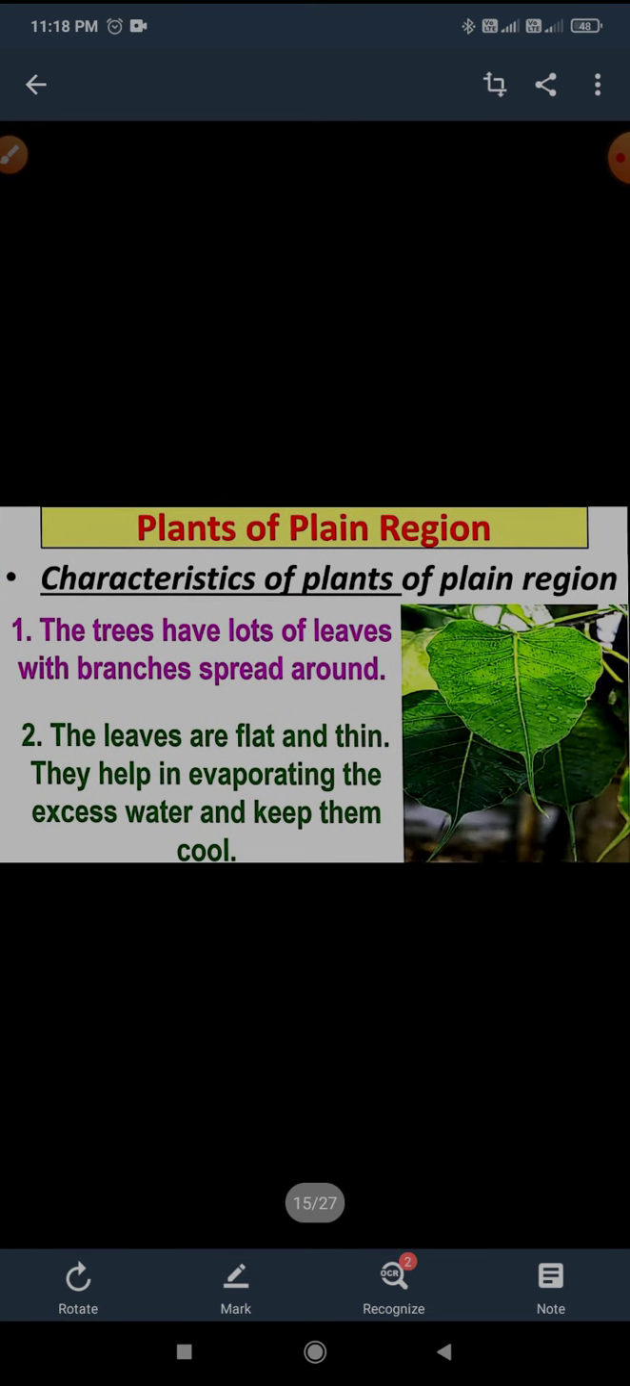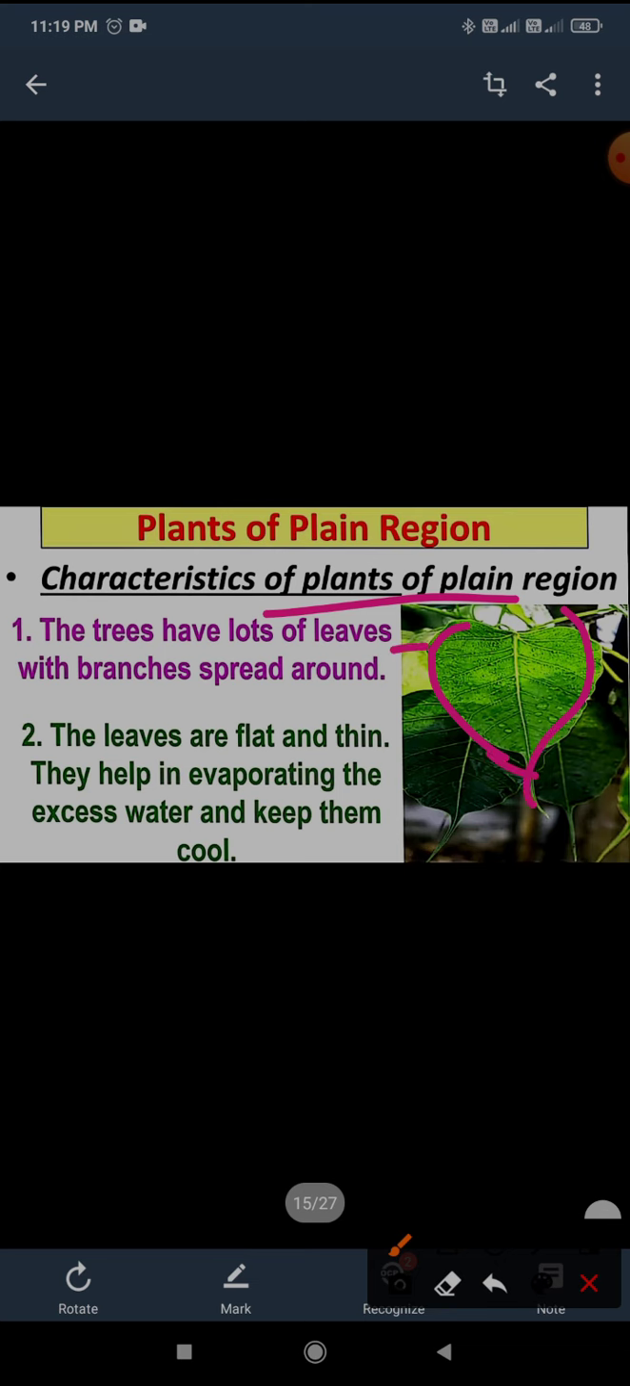Next is plants of the plain region. So what are the characteristics of the plants of the plain regions? We all know that water evaporates from the surface of a leaf, and if the surface of the plant is flat, then more water will be evaporated. Same here, you can see the surface area of the leaf.